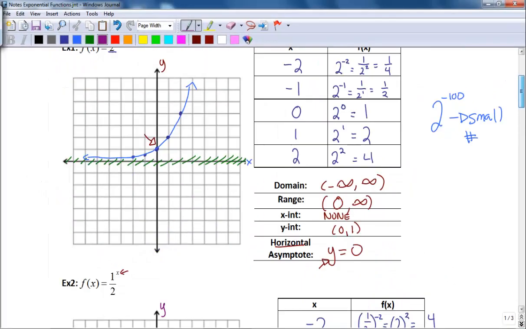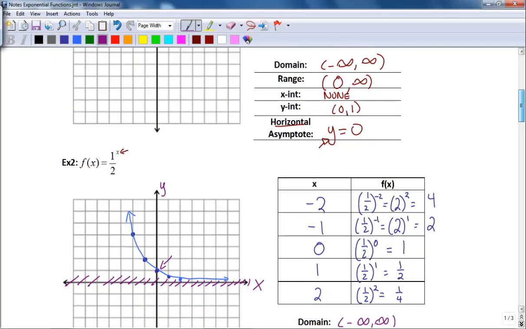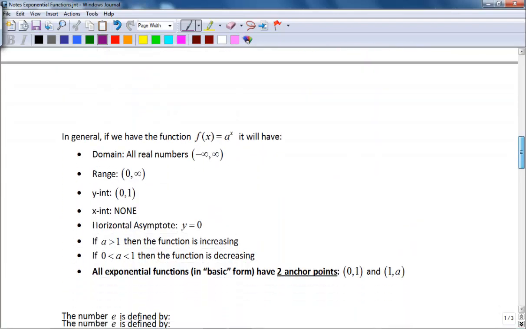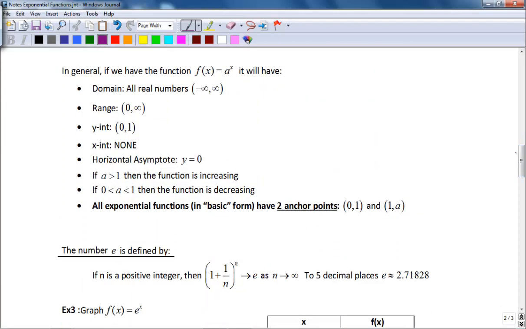So these two are examples of what exponential functions look like. Let's talk about some general properties of exponential functions. In general, if we have a function that's exponential, so a to the x, without any transformations, so that means no vertical or horizontal shifts or reflections, its domain is always going to be all real numbers. Its range is going to be 0 to infinity. It's always going to have a y-intercept at 0, 1, just like we saw, and it will not have an x-intercept. Its horizontal asymptote will always be y equals 0.